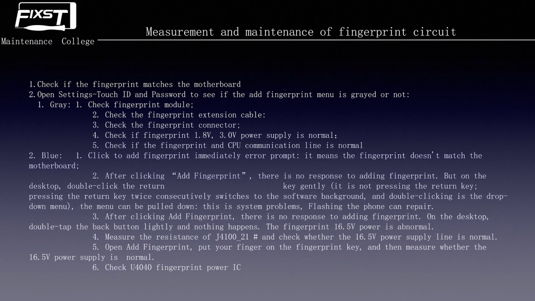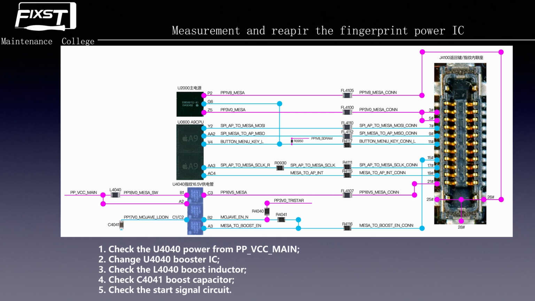And in the end, we need to check the U4014, this fingerprint power IC. Because this fingerprint power IC gives the 16.5 voltage power to the fingerprint function. So we also need to test it. Okay, now we teach you how to test and repair the fingerprint power IC.